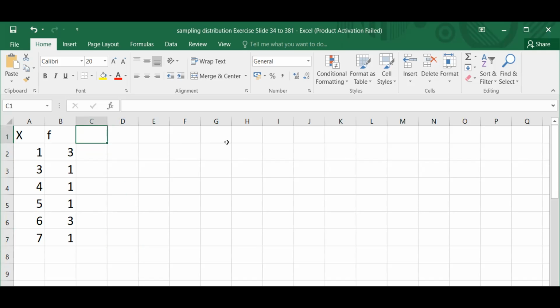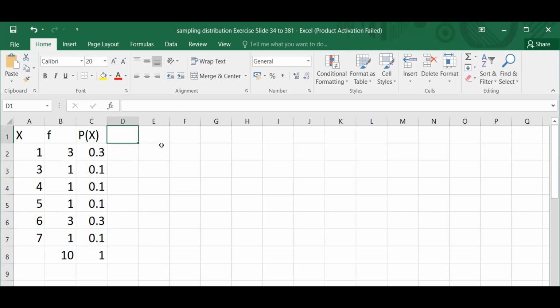So for computing the mean and variance of the population, I am making a few more columns here. We are making the probabilities by relative frequency: 3 by 10 is 0.3, 1 by 10 is 0.1, 0.1, 0.1, 0.3, and 0.1. The sum of all probabilities must be equal to 1. You can see the total is 1.